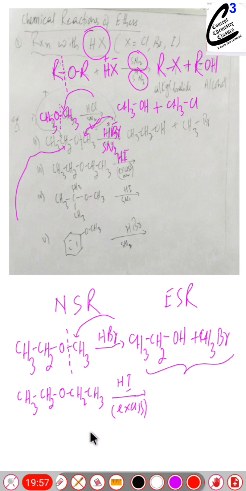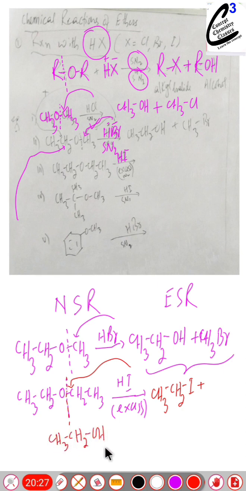Okay, the reaction follows SN2 here also. Iodide ion attacks this carbon atom, and this oxygen-carbon bond will be broken. So we will have ethyl iodide and ethanol as the products. This is our ethyl iodide, and another product will be this ethanol. Let me write here ethanol.